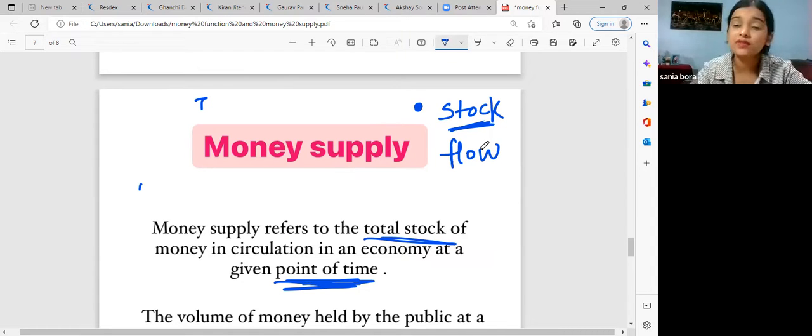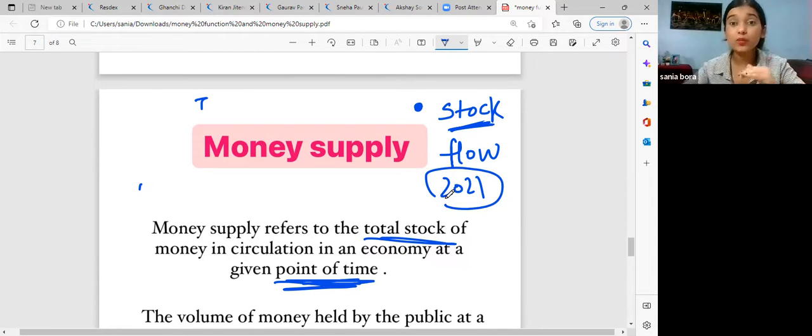But if I ask you about money for the year, Naveen, for the year of 2021, how much money you had? 2021 is a period, right? From January, February, March, you will be calculating all the things. So it is a period. Whenever we talk about point of time, that is known as stock concept. But when we talk about period of time, the duration of time, then it is always a flow concept.